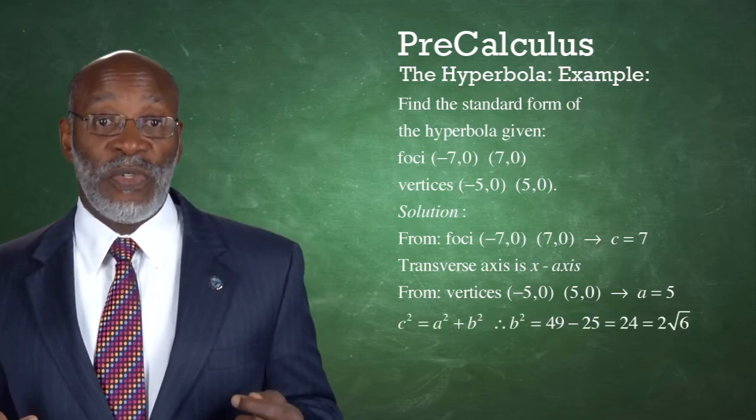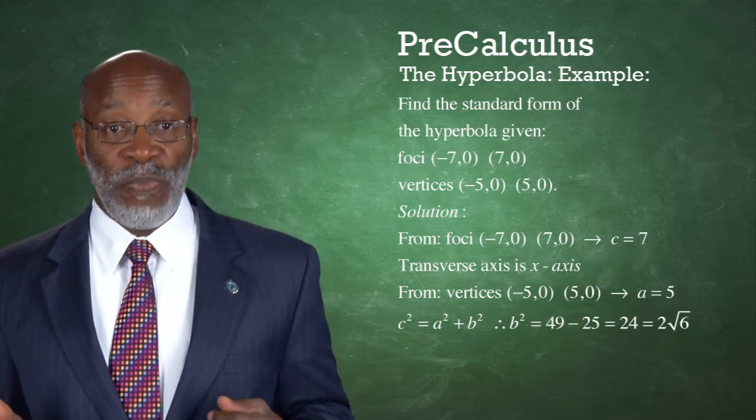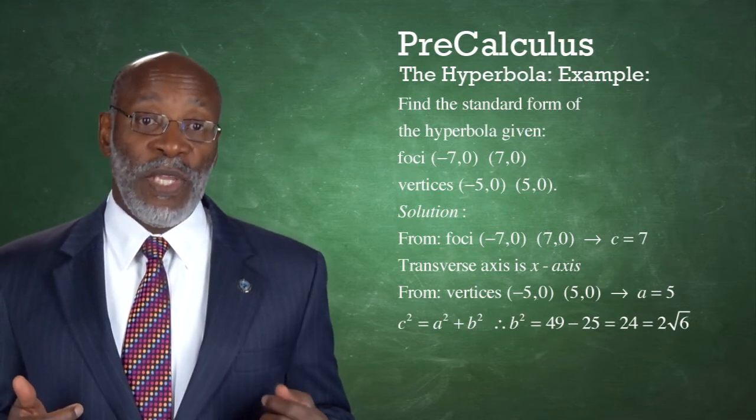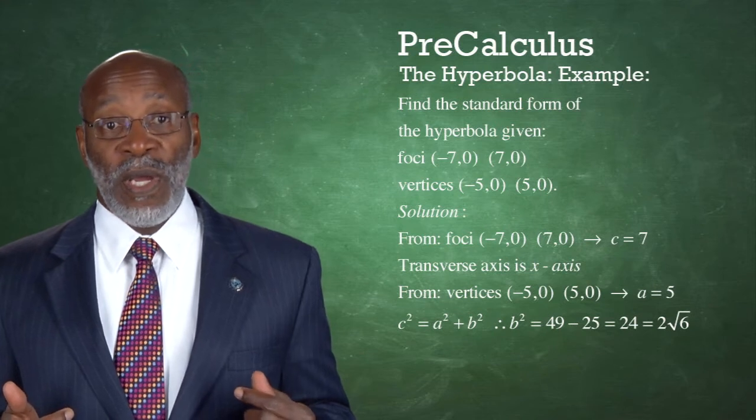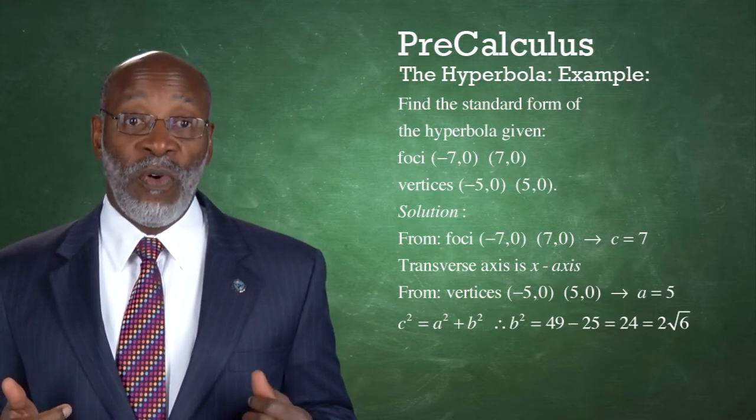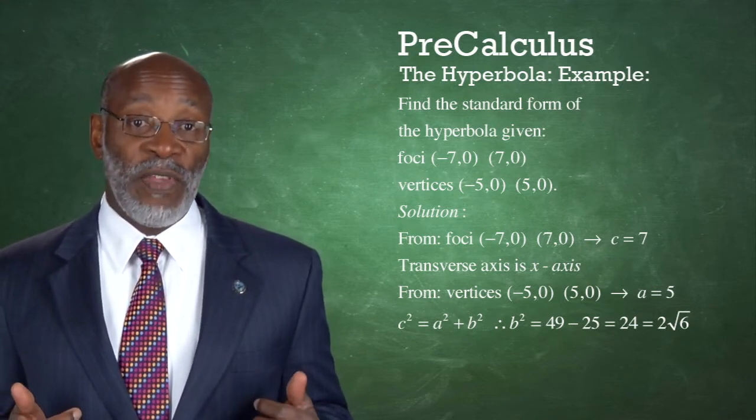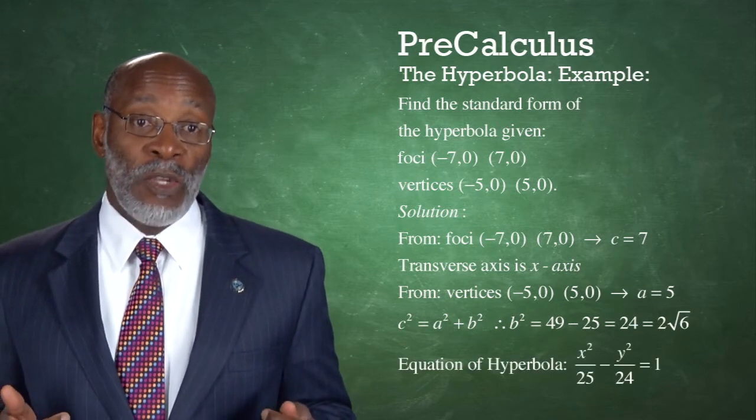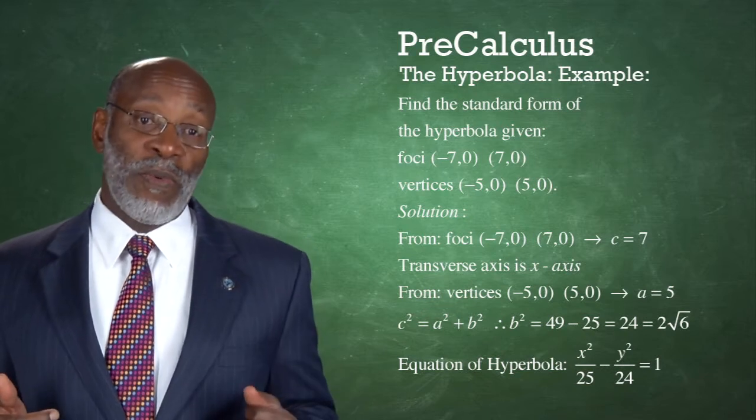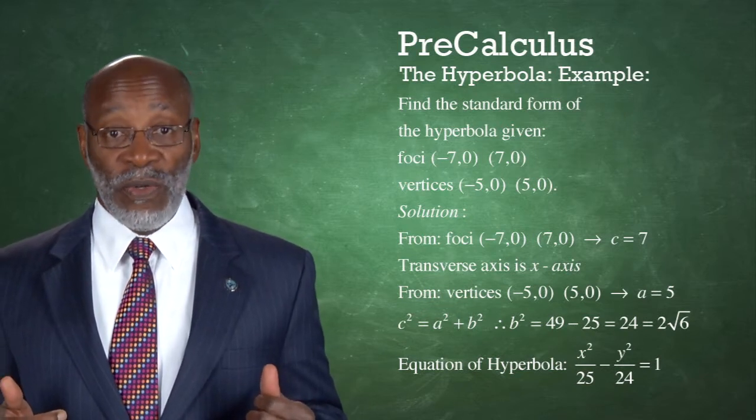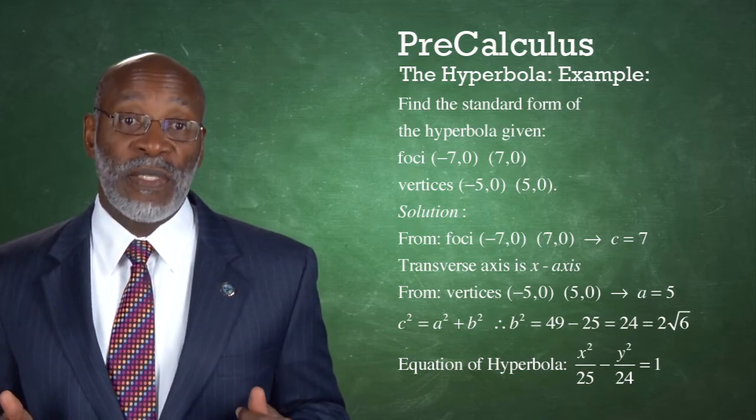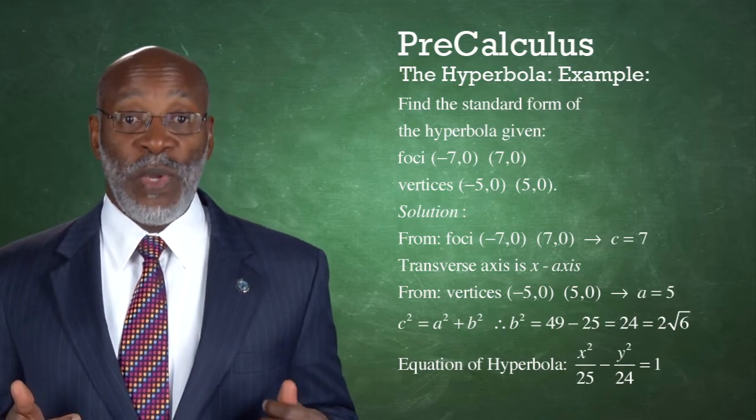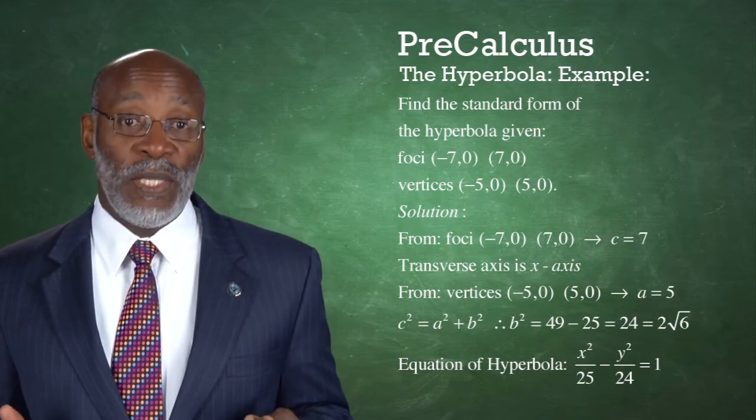Now, since c squared is equal to a squared plus b squared, then b squared is c squared minus a squared, or 49 minus 25 equals 24, so b equals 2 square root 6. So the equation of the hyperbola is x squared over 25 minus y squared over 24 equals 1.